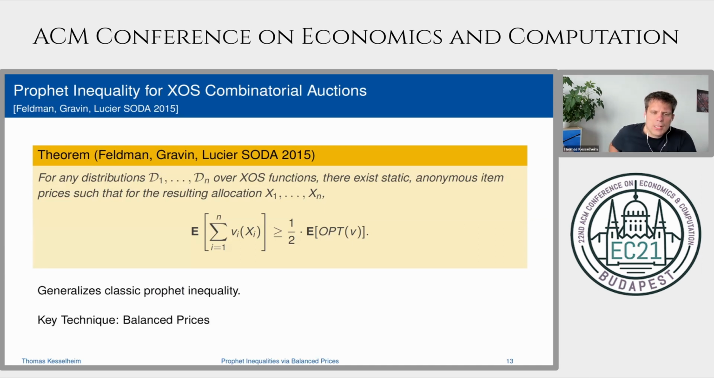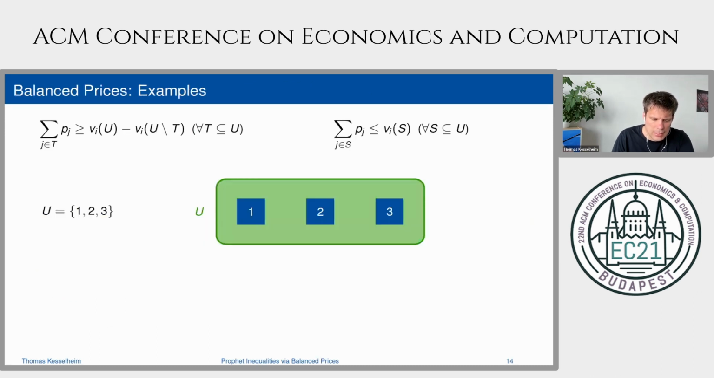And how does this work? Well, the key technique to do this is using balanced prices. I've already given you an idea of what balanced prices are about, but let's go a little more into details of what I mean by balanced prices. Namely, I'll call a valuation function good if it admits prices which are not too low and not too high. And these are the definitions that I have for not too low and not too high.